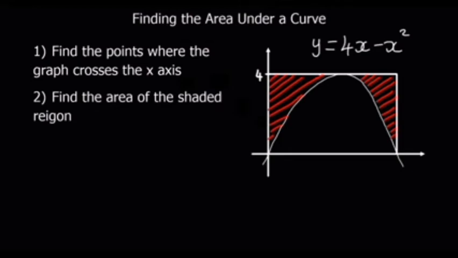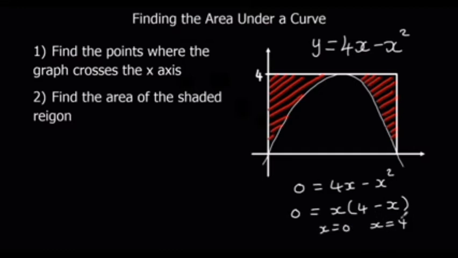Okay, another question here. So we've got, firstly, find the points where the graph crosses the x-axis. So it crosses x when y is 0. So 0 equals 4x minus x squared. We're going to factorize it. x times 4 minus x. So x equals 0 and x equals 4. So we've got 0 and we've got 4. Find the area of the shaded region.